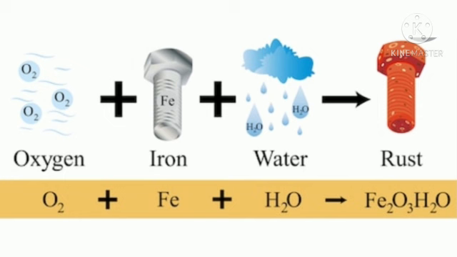Now see in this figure, oxygen, iron and water are combined together and form rust. The rust on iron does not form by a simple reaction of the oxygen with iron surface. The rust is formed by an electrochemical reaction.